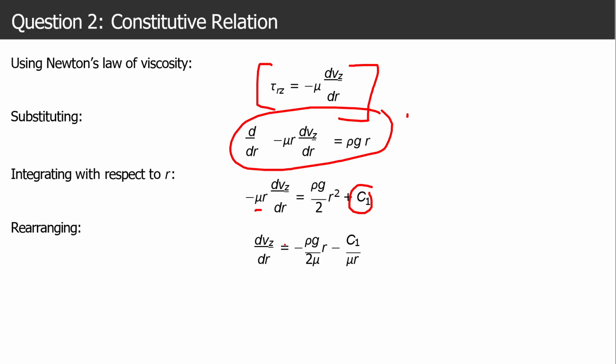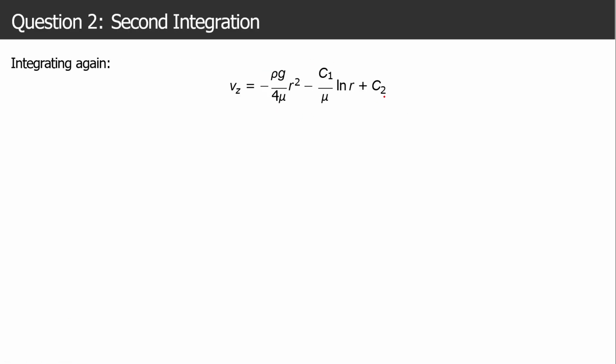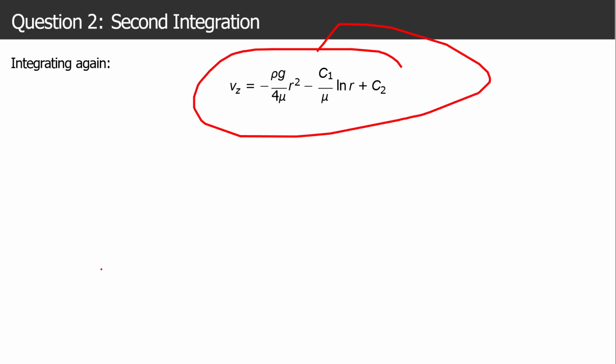Divide by mu r on both sides. We'll be getting a differential dvz by dr. Again, if we integrate, it's a very simple integration. This will be ln, and this will be r square by 2. We'll get this. This is our final velocity profile.